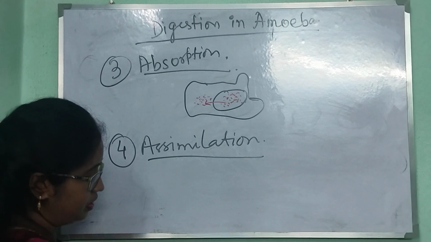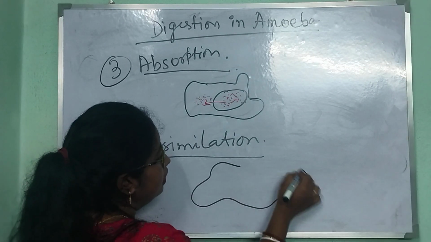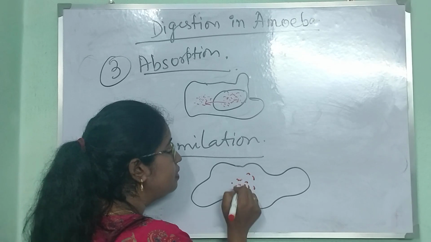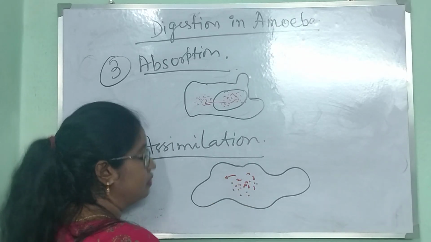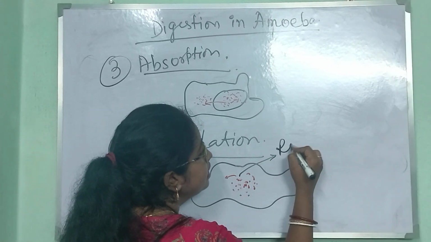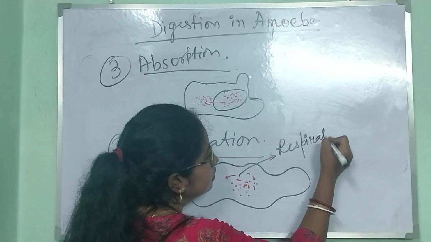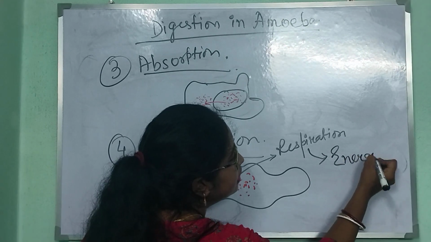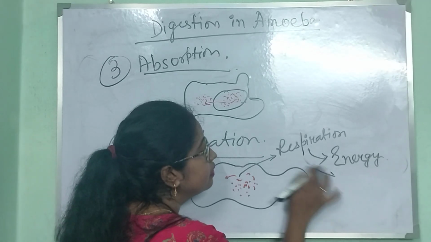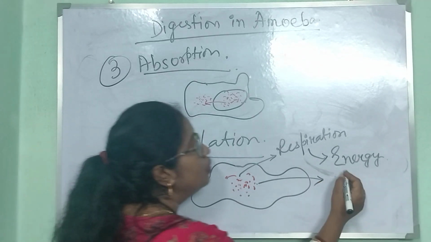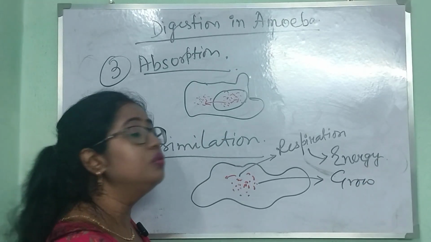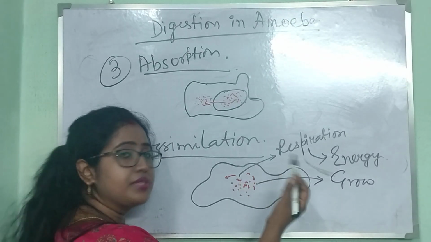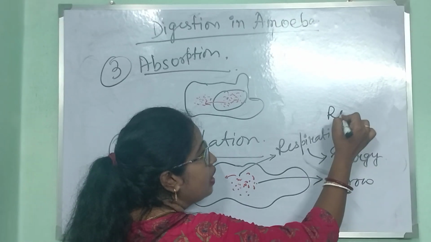So in the assimilation process, in the amoeba cell, this minute simple food material is utilized in the process of respiration to fulfill amoeba's energy requirement, as well as this food material also helps to grow or to make their body structure, and the energy is also utilized in the reproduction process.